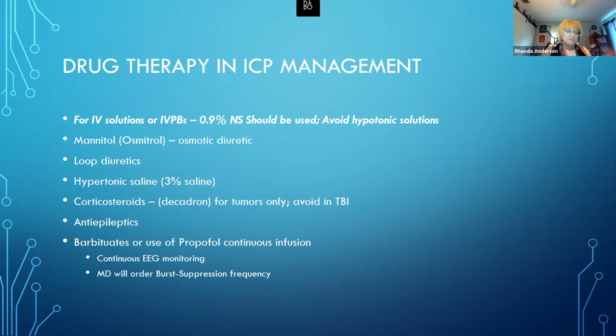Anti-epileptics, like we said, depends on the provider and what's going on with the patient. And barbiturates or a continuous propofol infusion may be used to medically induce a coma. And when we do this, the patient has to have continuous EEG monitoring. So we'll have the guys and gals come in from neurodiagnostics, set them up, and they'll have a continuous EEG running, and the physician will order a burst suppression frequency.